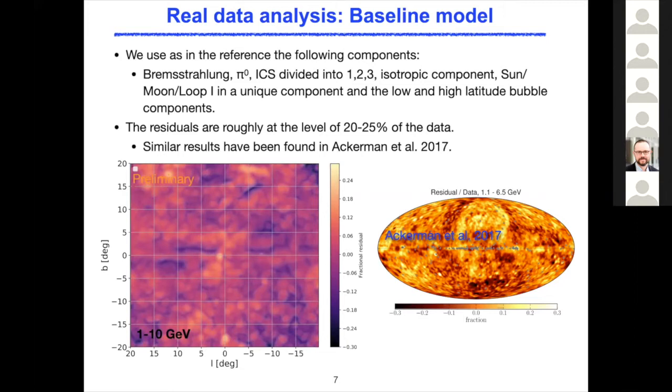Now, fitting the data, I find residuals that are roughly 20–25% of the data, and this is more or less the same level of residuals found also in previous papers. So you see in these 2 images, on the left, the residual I find, on the right, the one found by the previous Fermi-LAT paper on this topic, and the residuals are at the same level, basically 20–25% of the data.